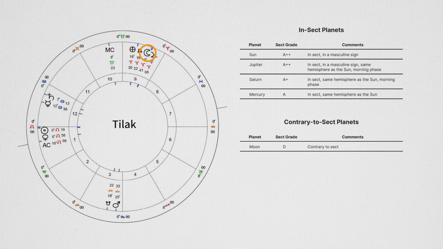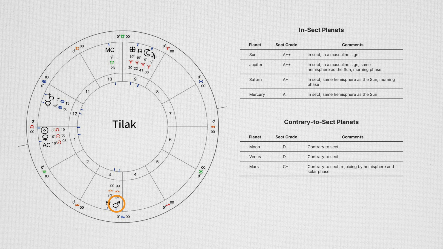Now, out of the contrary to sect planets, you have the Moon, the nocturnal luminary, which is just contrary to sect. Venus is also just contrary to sect. Neither of those receive any rejoicing conditions. Whereas Mars is contrary to sect and rejoicing by hemisphere, since it's the opposite side of the chart from the Sun, and also rejoicing by solar phase, since it's in its evening phase. That gives Mars a C+ grade.